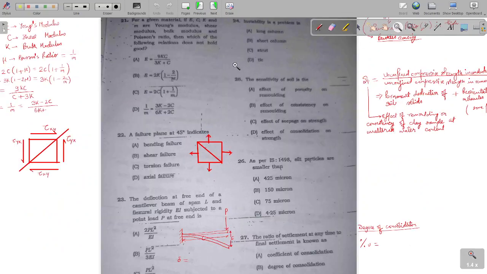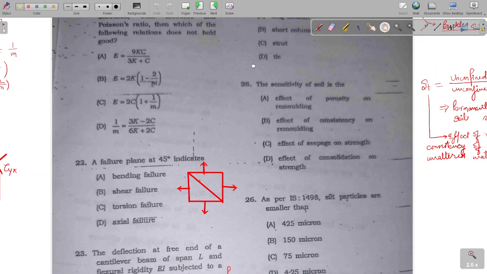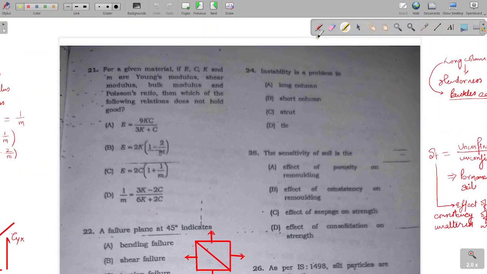So let's see what the next question says. The question says, for a given material, E, C, K and mu are, let's see, E is Young's modulus, C is shear modulus and K is bulk modulus, and they have given mu as Poisson's ratio. Then which of the following relations does not hold good? That is very important to notice. Does not hold good.